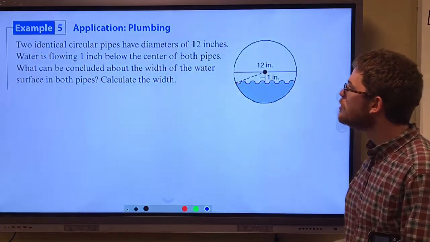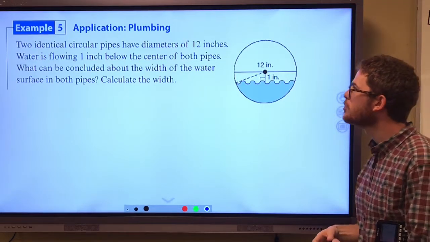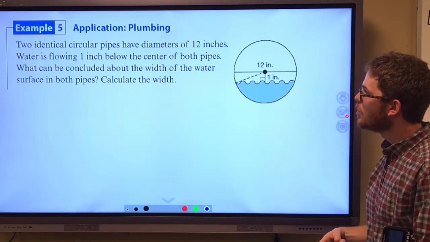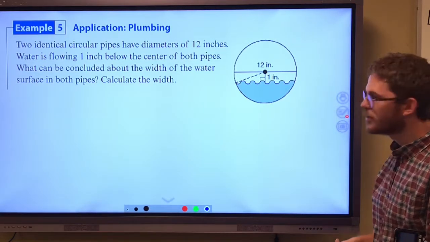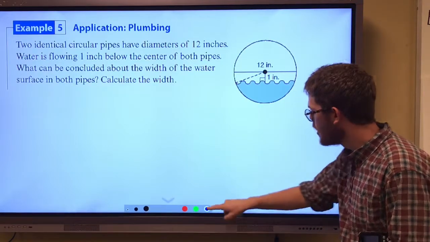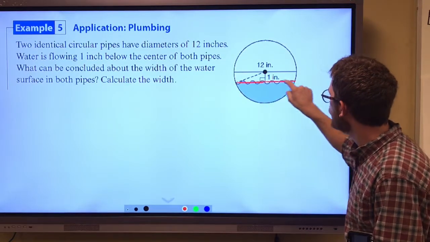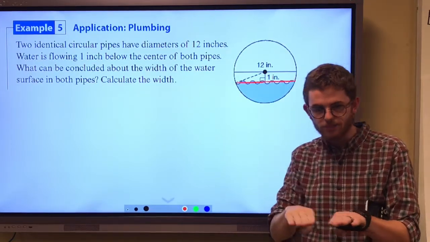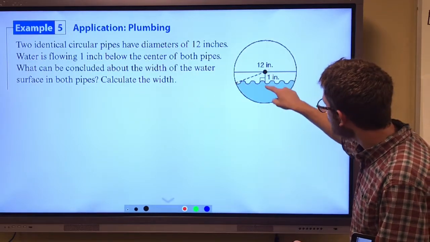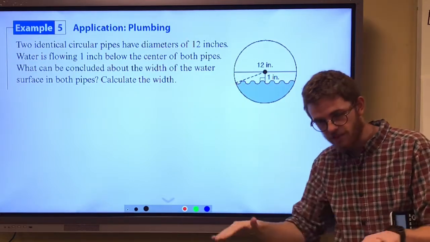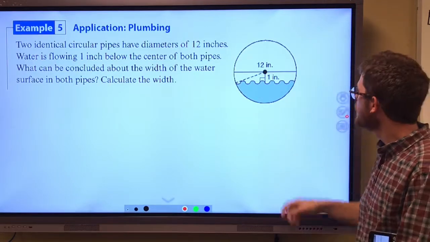Finally, some application. 2 identical circular pipes have diameters of 12 inches. Water is flowing 1 inch below the center of both pipes. What can be concluded about the width of the water surface in both pipes? Calculate the width. So we're just thinking about the width of the water all the way across where the water is flowing through the pipe. What is the width? Well, I know because a segment, that's essentially a chord, the flat surface. You know, we see the ripples right there, but just think of it as a flat surface.